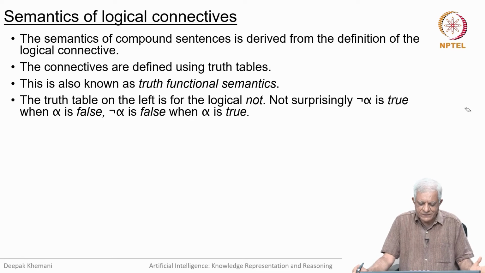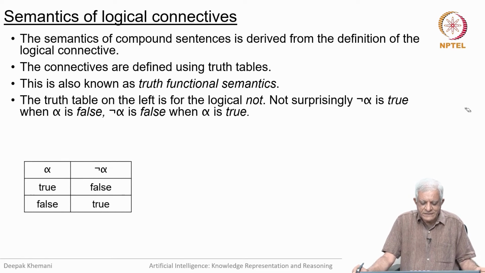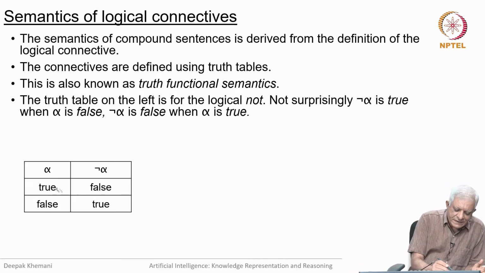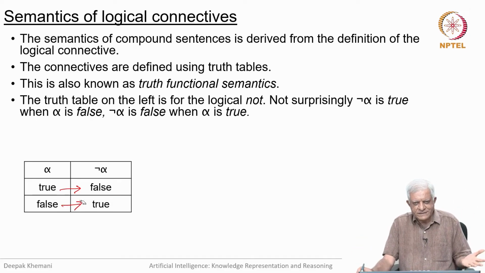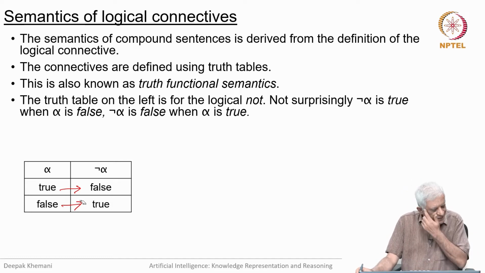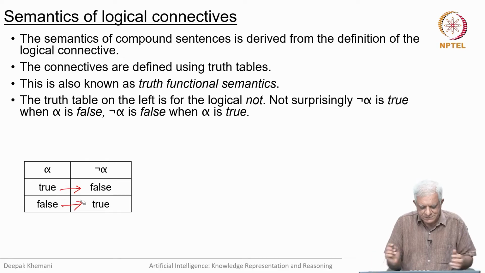So, the truth table on the left that we are seeing here is for the logical NOT. Not surprisingly, not alpha is true when alpha is false, and not alpha is false when alpha is true. So, you can see the connection between the left hand side and the right hand side. When alpha is true, not alpha is false. When alpha is false, not alpha is true. So, this is a truth table. It tells us that you tell me the truth value of alpha and I will tell you the truth value of not alpha. I am sure most of you are familiar with this.